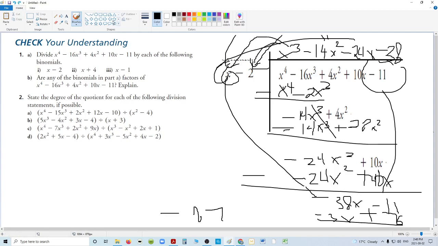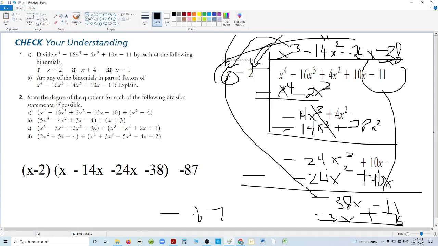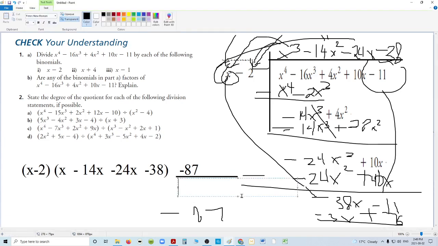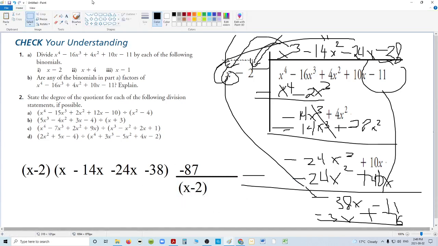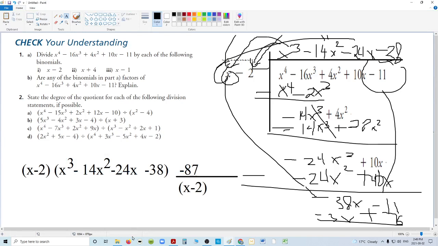Now, since I didn't get 0 as a remainder, that is the remainder. So then I could rewrite it as x minus 2 is one of the factors, and the other factor is x to the 3 minus 14x squared minus 24x minus 38. And finally, my remainder is minus 87 over x minus 2 because it didn't go in. And then don't forget to put your right powers over top. So this is a cube, this is a square, and that is just x. And there you go. This is the remainder here.